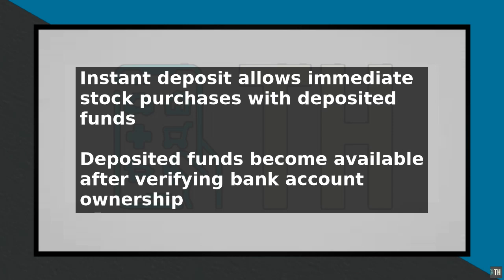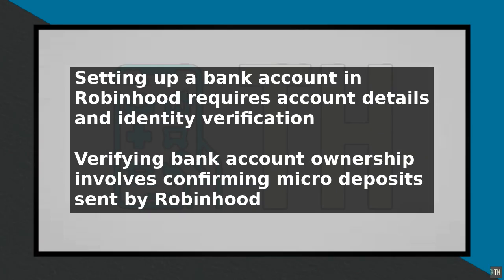Once your bank account is set up, you can initiate a deposit by selecting the amount you want to deposit and confirming the transaction. Robinhood will send micro deposits to your bank account to verify the ownership of the account, and once the deposits are verified, your funds will be available for instant deposit.